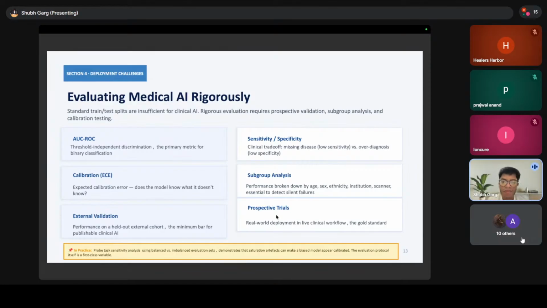A small example I will share here is a clinical study of language model probing, where an imbalanced evaluation set creates what are called saturation artifacts. The model appears well calibrated simply because the dataset is very skewed. The balanced evaluation recovers the true signal. The point generalizes: the evaluation protocol is itself a variable. Its design choices can make a biased model appear reliable.